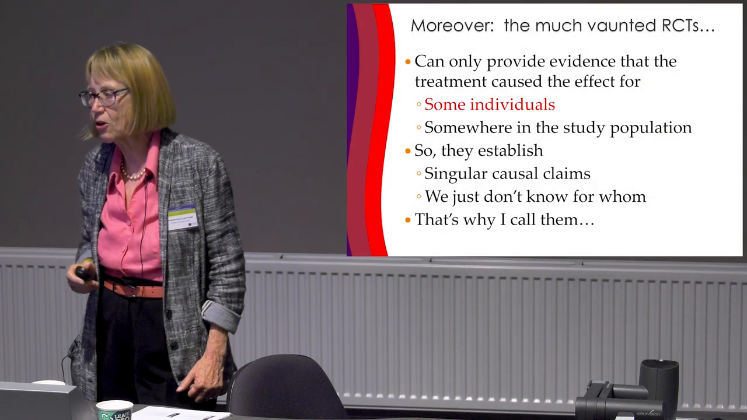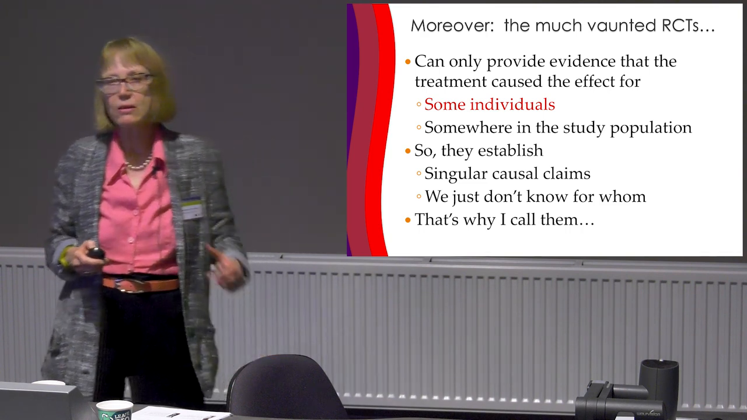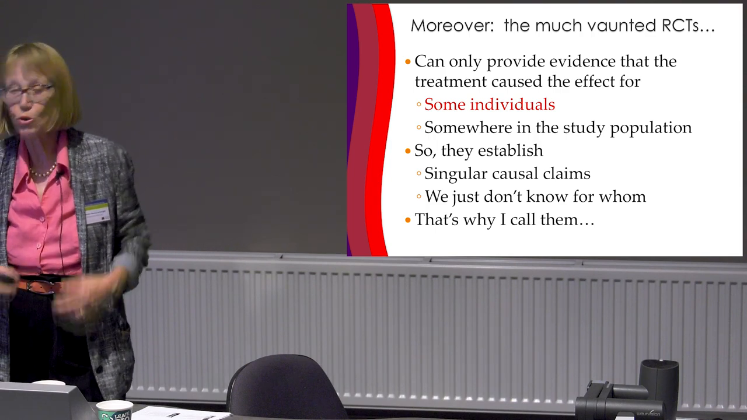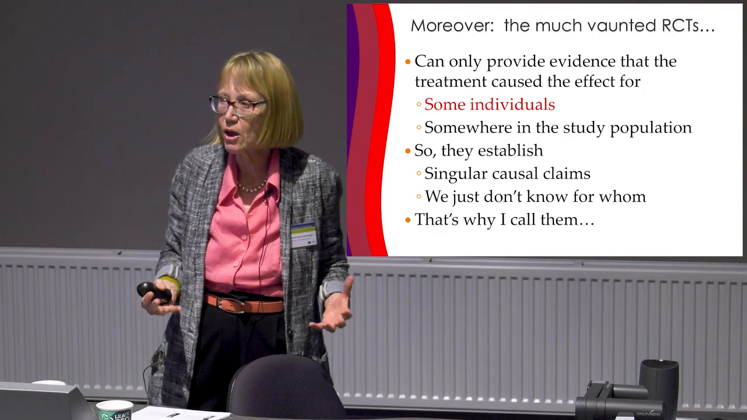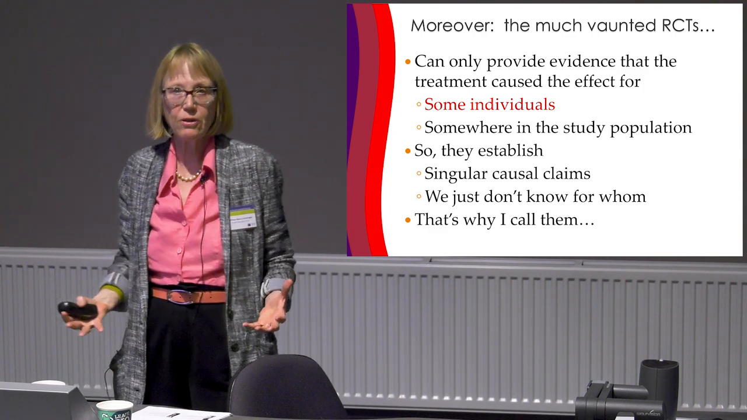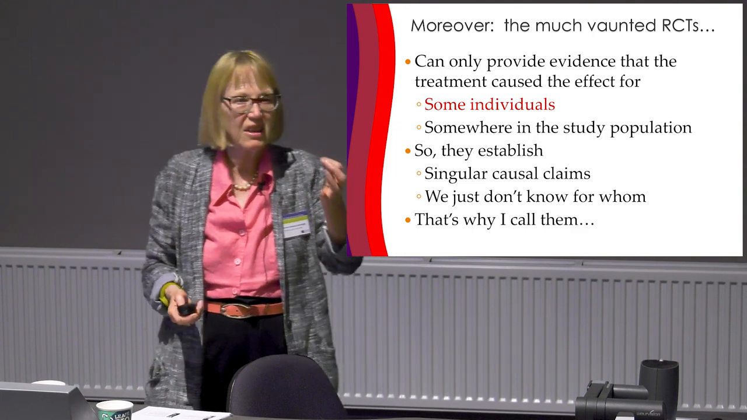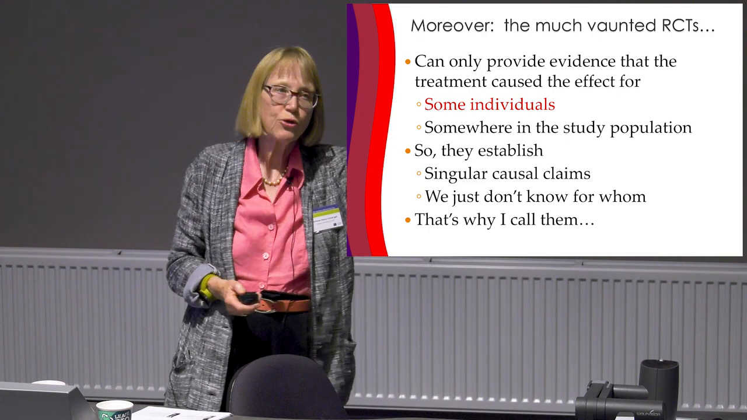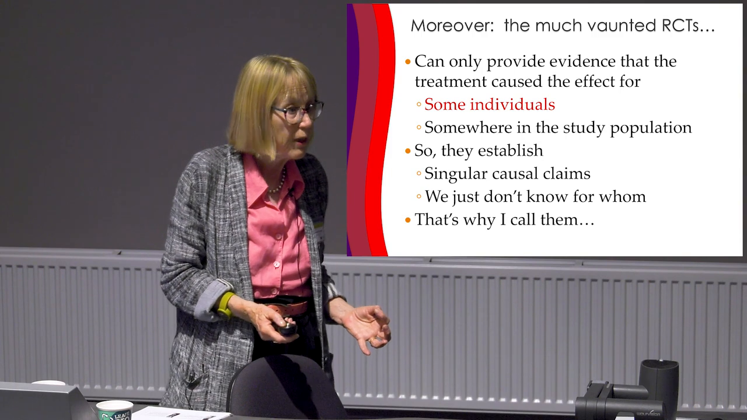Moreover, the much vaunted RCTs, if we want to look at it the other way around, an RCT can only provide evidence that the treatment caused the effect for some individuals. So what an RCT is actually doing, if it's establishing something causal, it's not establishing a causal generality. It's establishing that, to the extent that you could trust the results, the treatment caused the effect in some individuals somewhere in the study population.